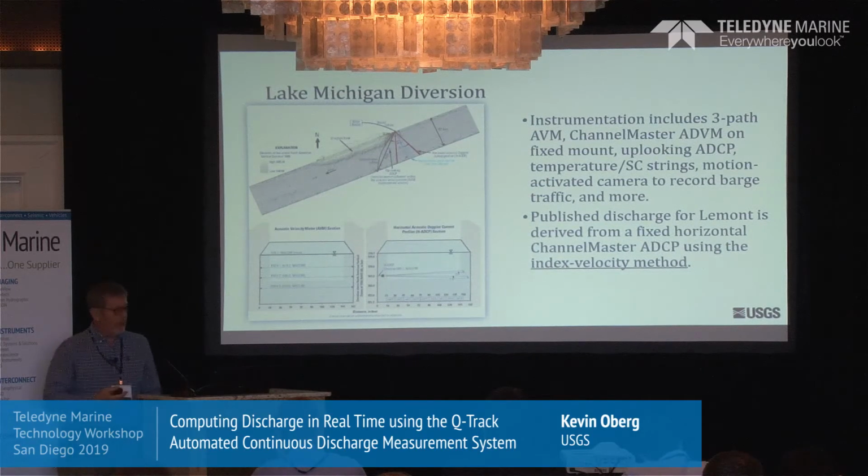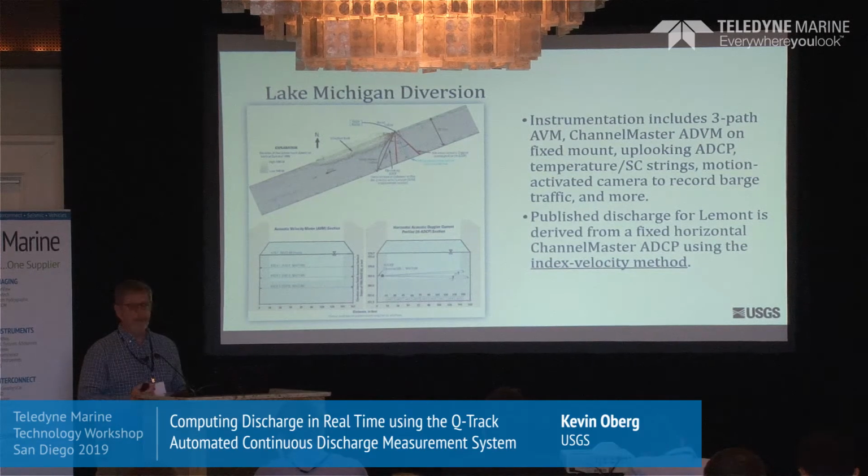So the place where I'm going to talk about our instrumentation today is located about, I think it's 11 miles upstream of the controlling structure I showed before. It currently has a 3-path time of travel system, a ChannelMaster ADCP that is on the canal wall. It will be on the right bank over here. And a number of other different instruments. There's an upward-looking Rio Grande, actually, in the bottom of the river, located a little bit upstream. There's temperature and specific conductivity strings, a motion-activated camera. This is the most highly instrumented gauge and probably the most expensive gauge, I think, operated by USGS.